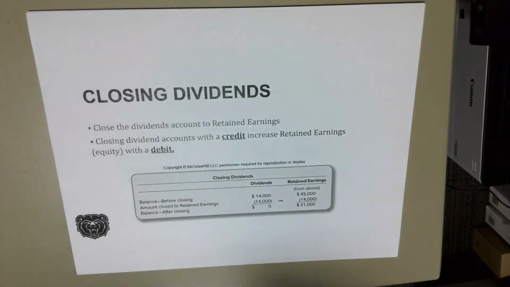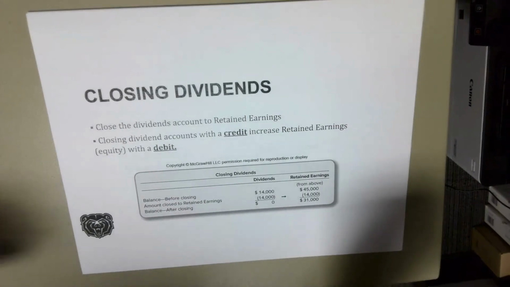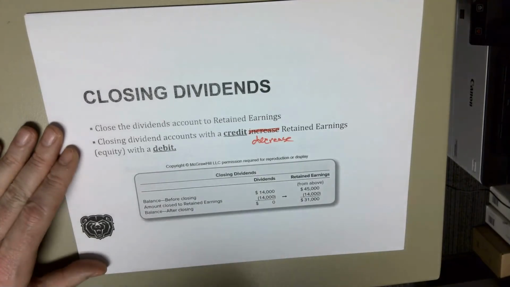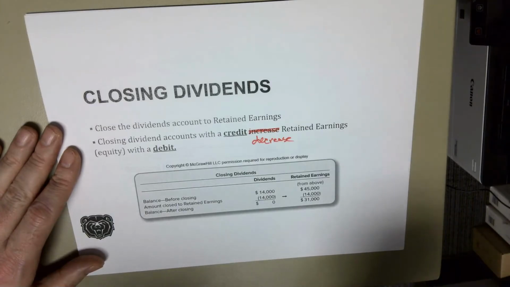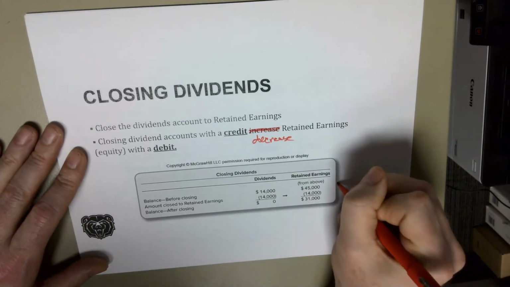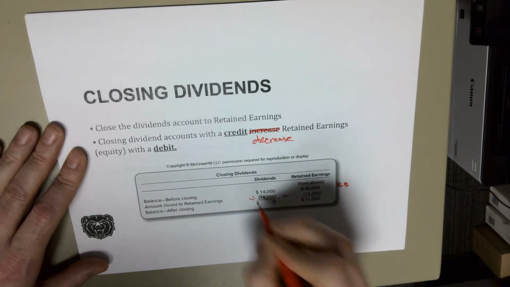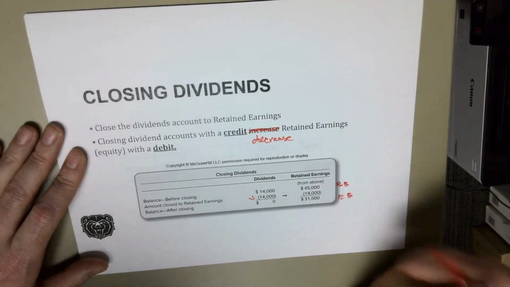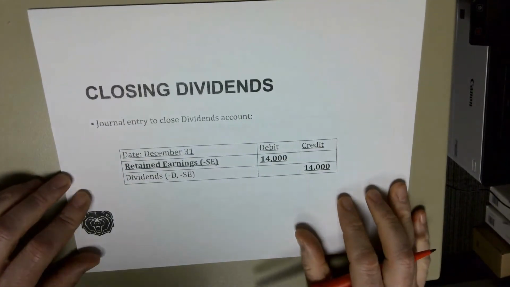Closing dividends, we close in a very similar way to expenses, right? Because they're doing the same thing. Dividends are trying to decrease retained earnings, okay? So we decrease retained earnings with a debit. We close the dividend account or reduce the dividend account to 0 with a credit. So again, here's our beginning balance, okay, $45,000 in retained earnings. We're going to close the dividends, reduce that by $14,000. We're going to reduce this retained earnings by that same amount, and we have an ending balance of $31,000. Okay, and here is the journal entry for that.